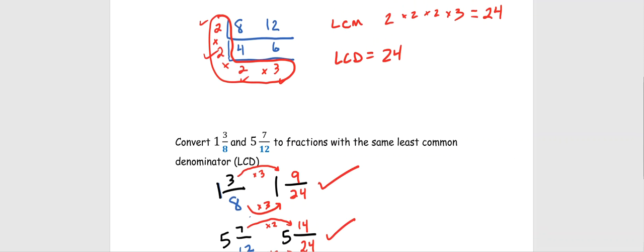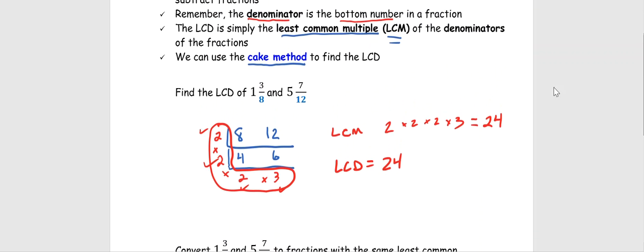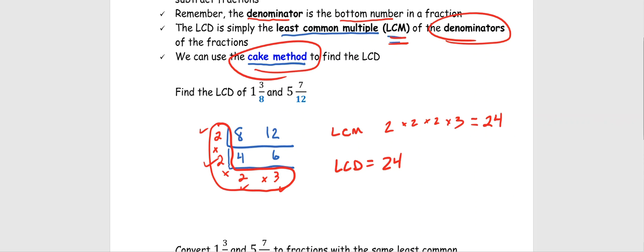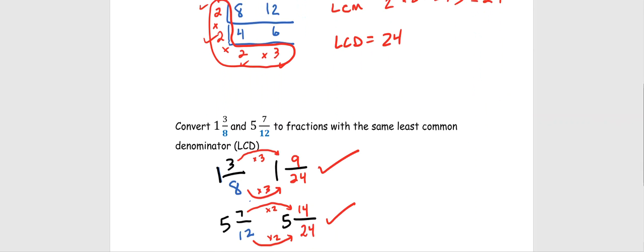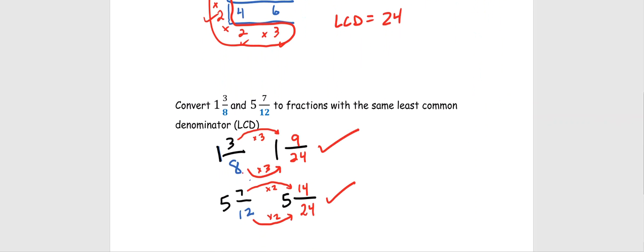To find the least common denominator, we're basically finding the LCM of the denominators. We're using the cake method to help us do so. And then we're using that common denominator to help convert fractions that do not have a common denominator to fractions that do. And this is what will be really important because I need to have these common denominators to be able to add or subtract from here. So that is the purpose of this exercise.